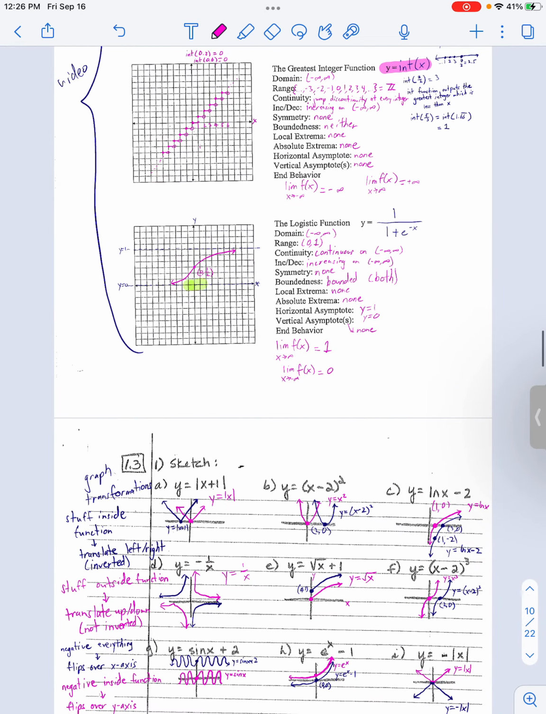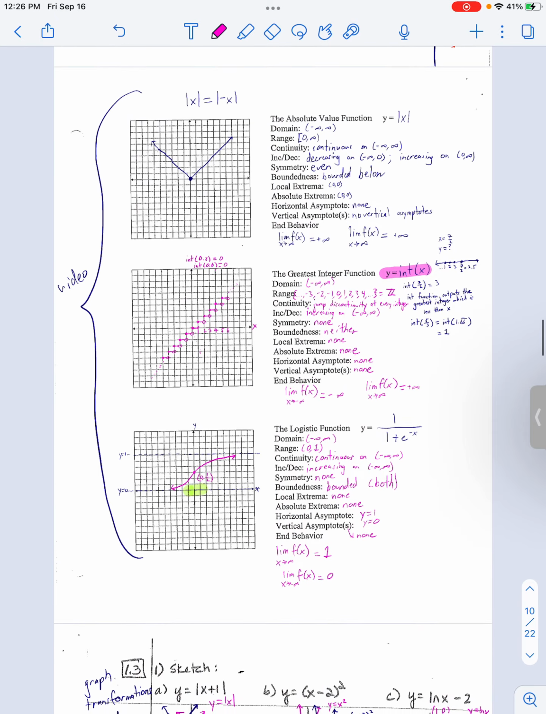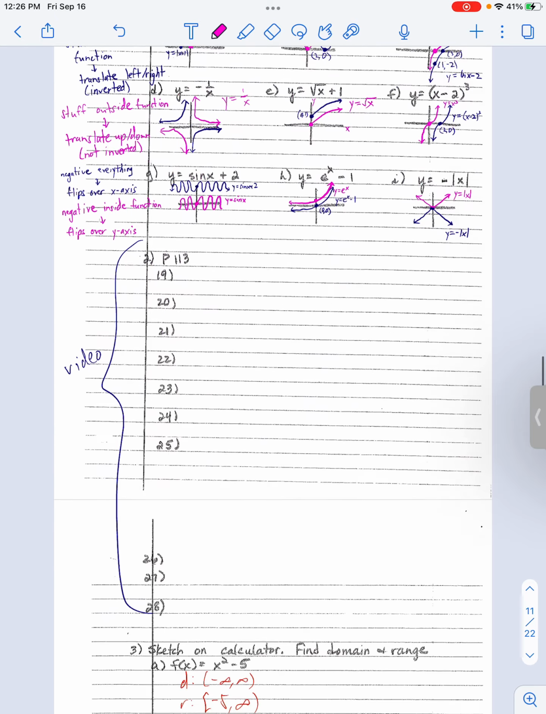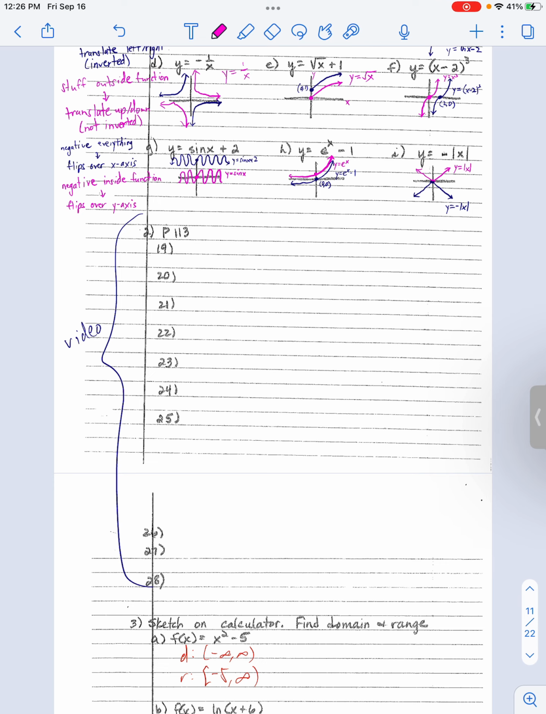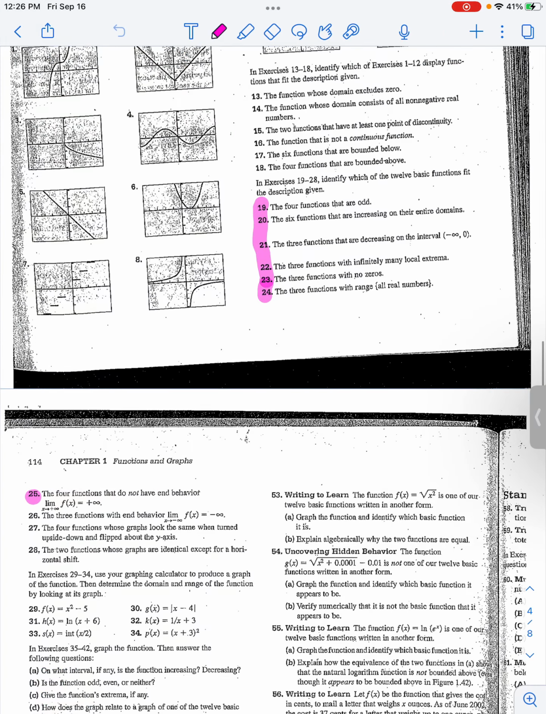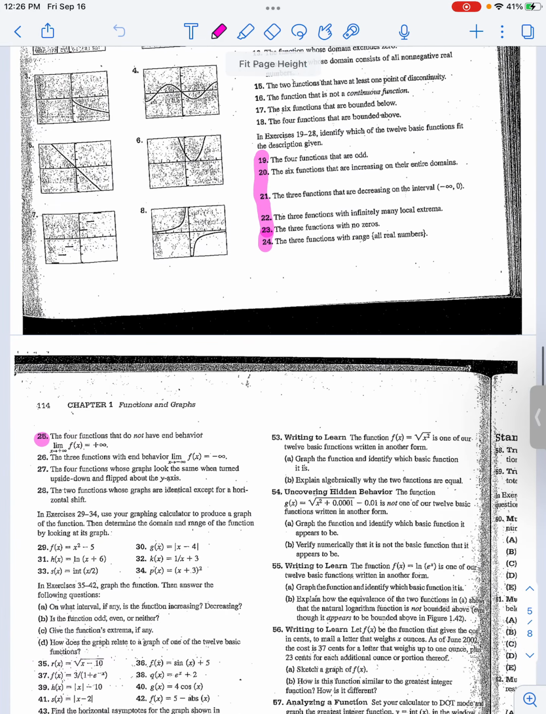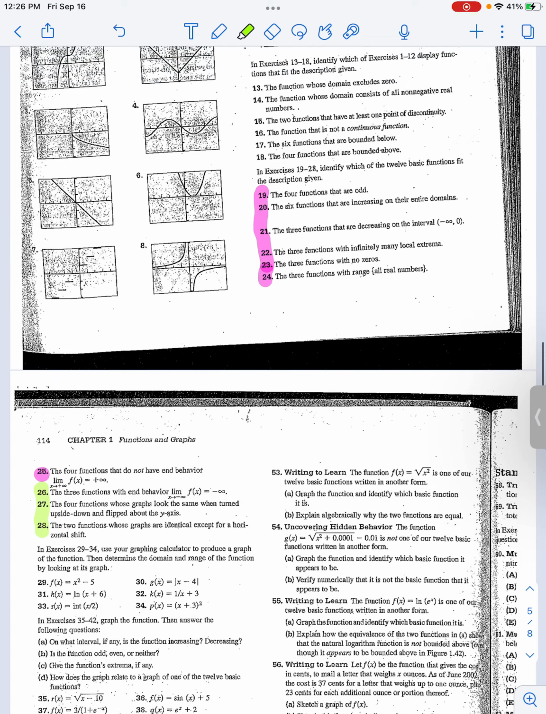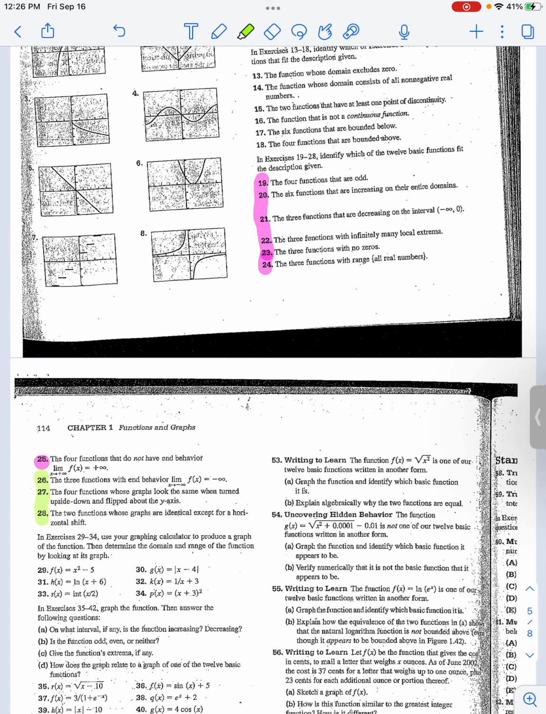So we're done with our basic family of functions. Now we can go down and do these textbook problems. So we have 19, 20, 21, 22, 23, 24, and 25, 26, 27, 28. Let's go over here to our book problems. I've highlighted them. We need to do 26, 27, and 28 as well. So let me highlight those. These are the problems we're going to do.